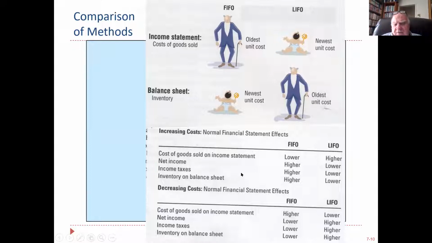Comparison of methods here. This is worth looking at. I would just look at the net income line. FIFO gives you a higher net income. Simple as that. FIFO gives you a higher net income. LIFO gives you a lower net income. And that is assuming a paradigm of rising prices. If they ever gave you a question, which I don't think they will, and they tell you that it's during a period of deflation as opposed to inflation, then it would be just the opposite. But I don't think we need to worry about that.